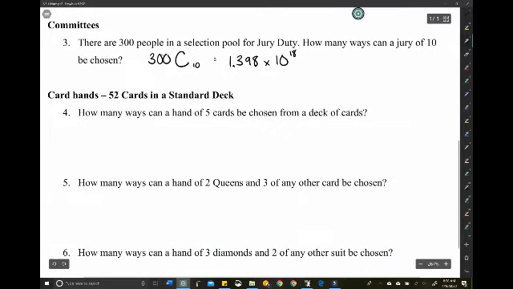The most challenging, I like to think, for this particular lesson today are with card hands, and mainly because students don't know what's in a deck of cards. So 52 cards referred to before is our deck of cards, or if you have one with you, you can kind of visualize what's going on. How many ways can a hand of 5 cards be chosen from a deck of cards? Really, when you have cards in your hand, it doesn't matter what arrangement they're in, so long as you have 5 cards. So that's why it's combinations. Okay, so 52 choose 5.